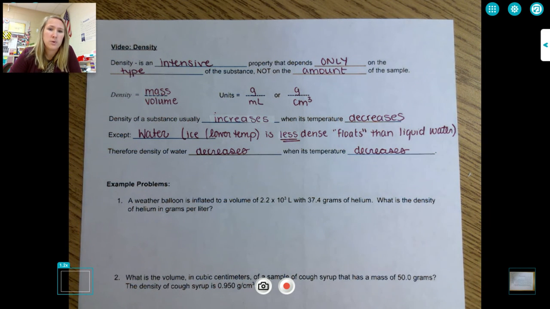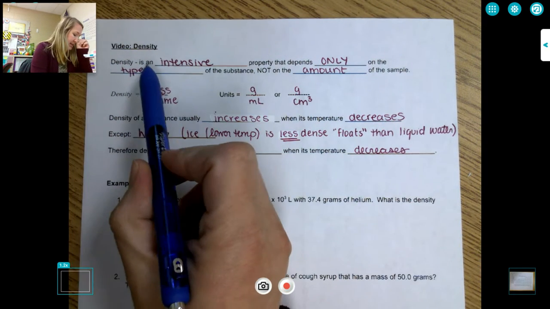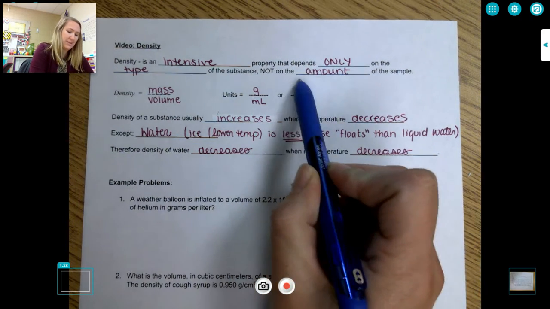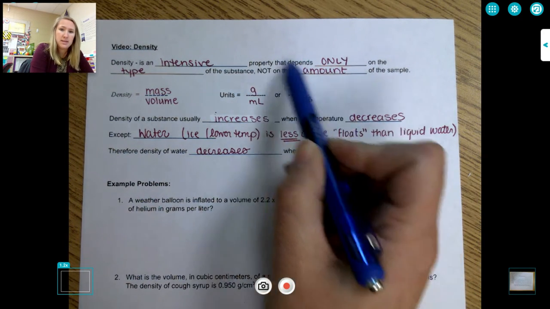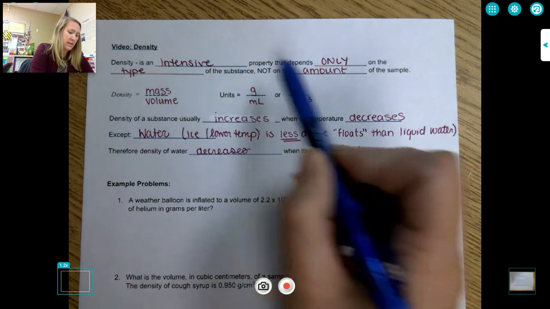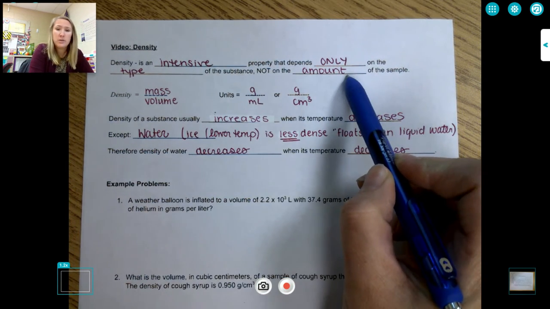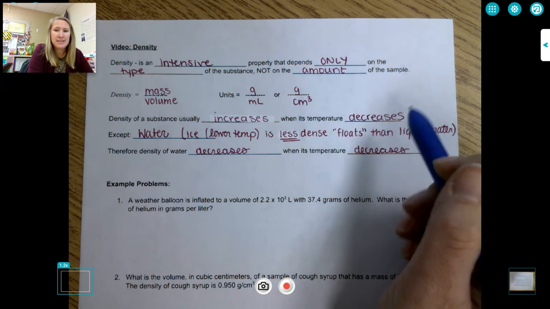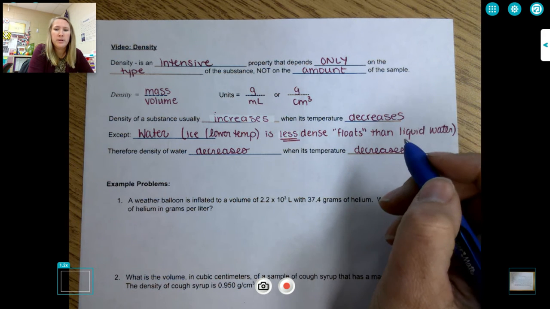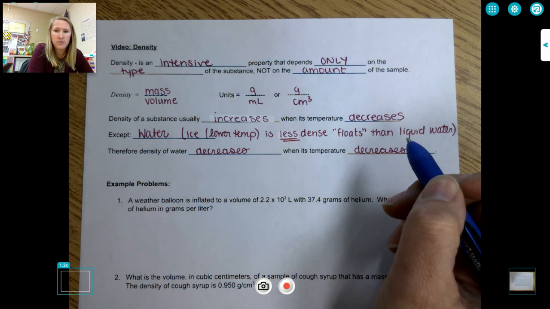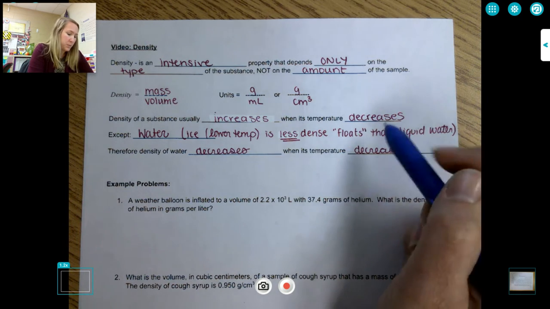So the first one is on density, and we have some vocabulary to look at. Density is an intensive property that depends only on the type of substance, not the amount of the substance. So intensive is something that's dependent on what you have, not how much you have. That means if I was looking at the density of water, I would find that my density of water is 1 gram per milliliter, no matter if I had 1 milliliter of it or if I had 100 milliliters of it. It's always going to be the same.